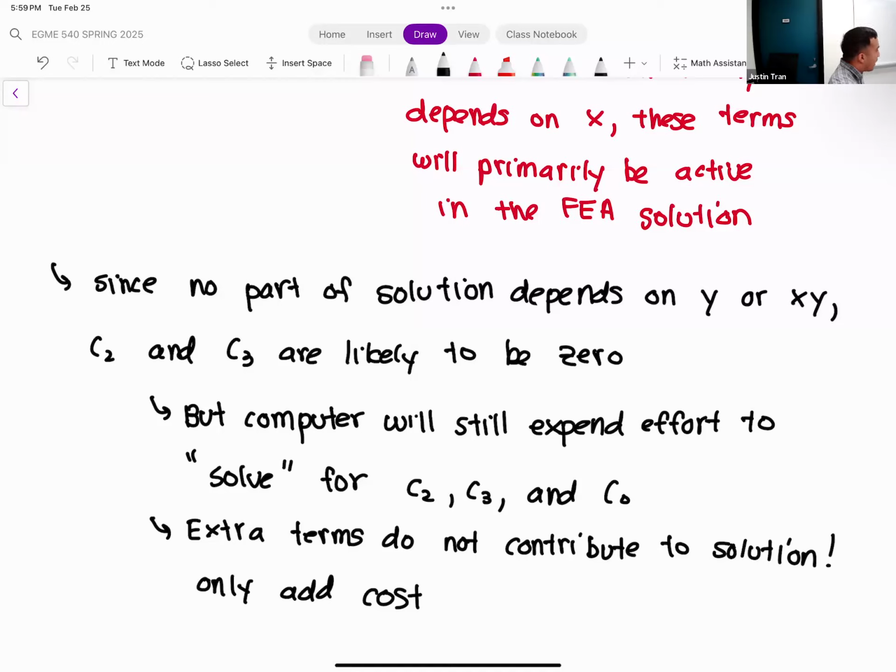But for higher level cases, for bigger meshes and bigger simulations, this does make a difference. It is something that you should consider when you're running these finite element simulations. Okay. Any questions on this?